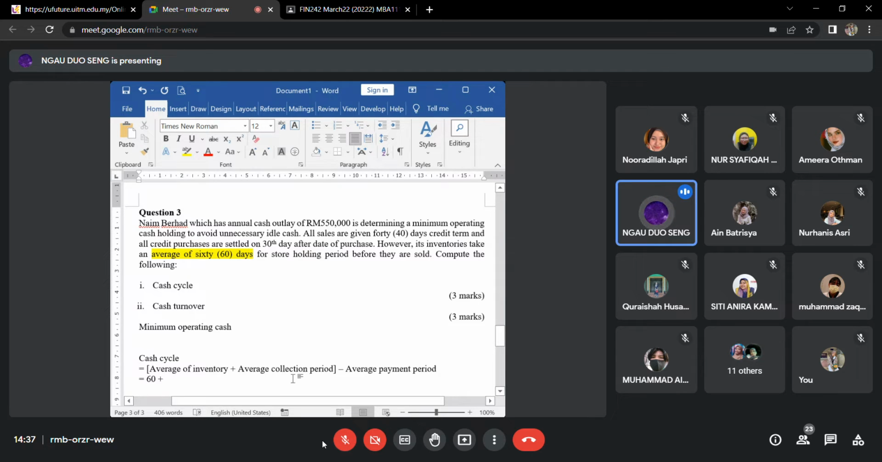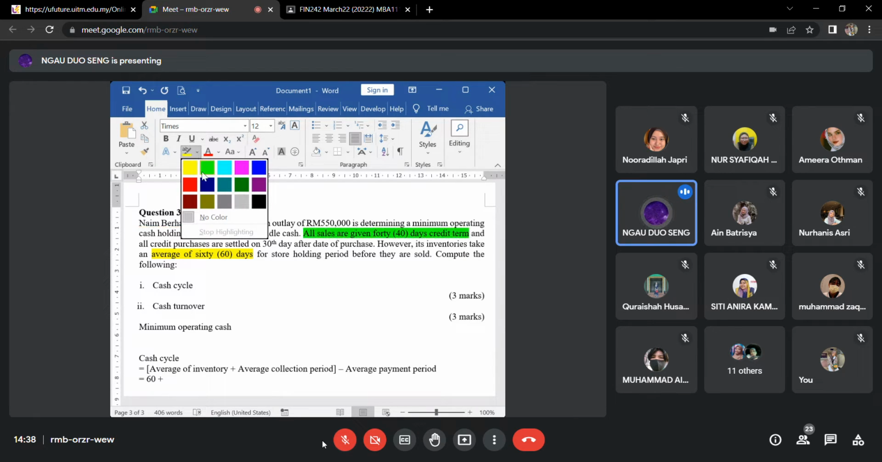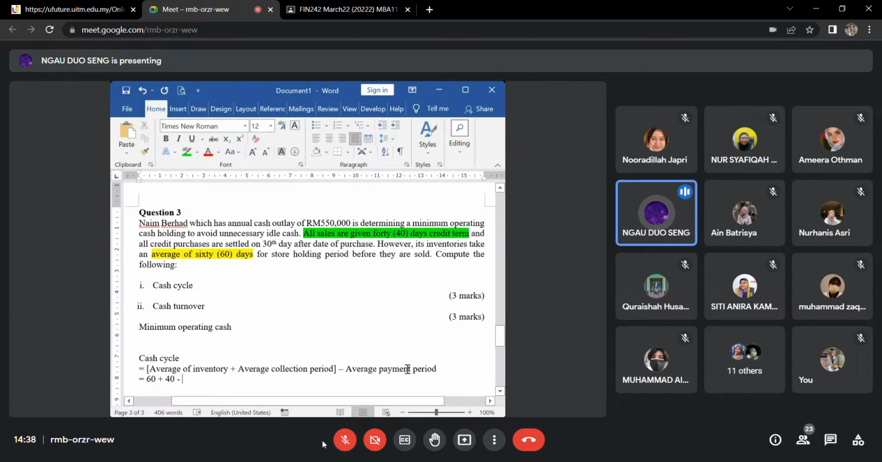Then we look for the average collection period. So we read again. All sales, you can see, all sales are given 40 days credit term. This means they will collect back in 40 days. So we just write down that the collection period is 40. Then we check the average payment period, and they say all credit purchases are settled 30.